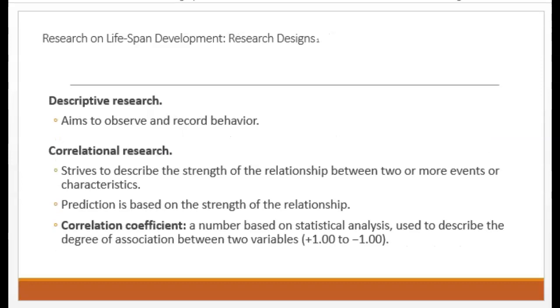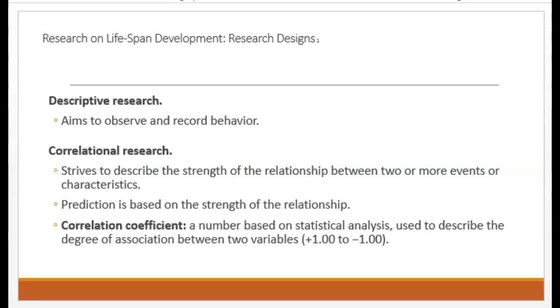In addition to knowing how you're measuring your data, you need to decide what your research design is going to be. This will largely depend on what kind of question you want to answer. If you just want to observe and record behavior without trying to predict or explain it, then that would be descriptive research. But maybe you are interested in learning more about the relationship between two events or characteristics.